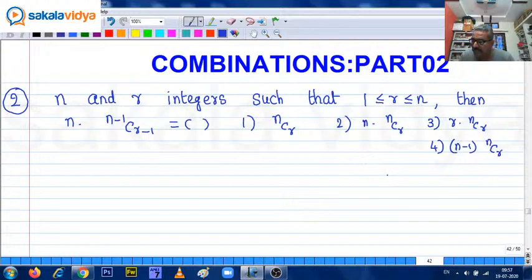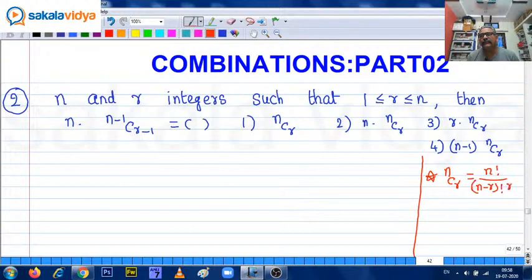Yes. So this is the question. First, we have this formula: nCr is given by n factorial upon (n minus r) factorial and r factorial. Okay. Let us come to this one now.